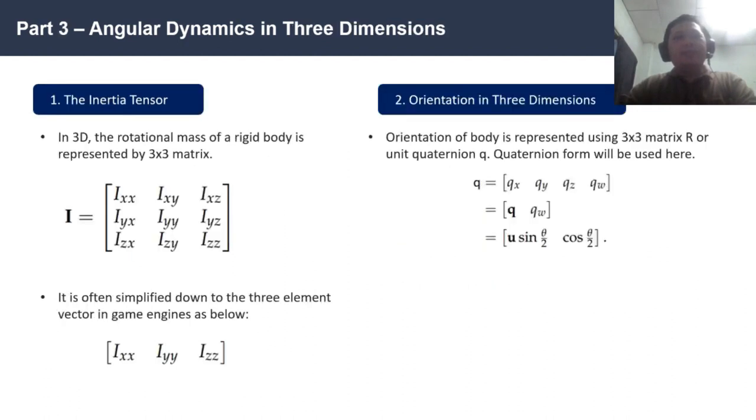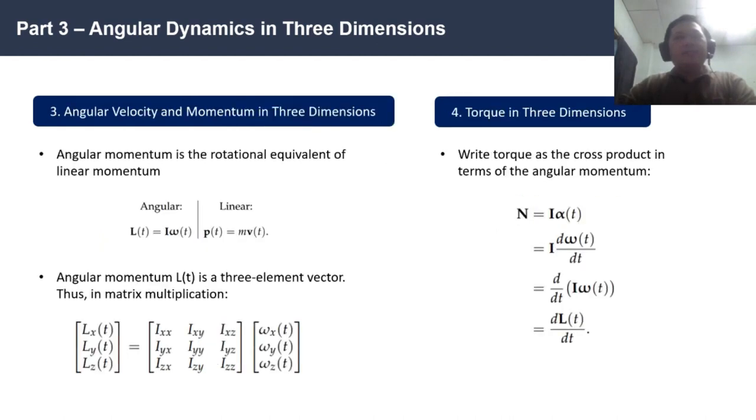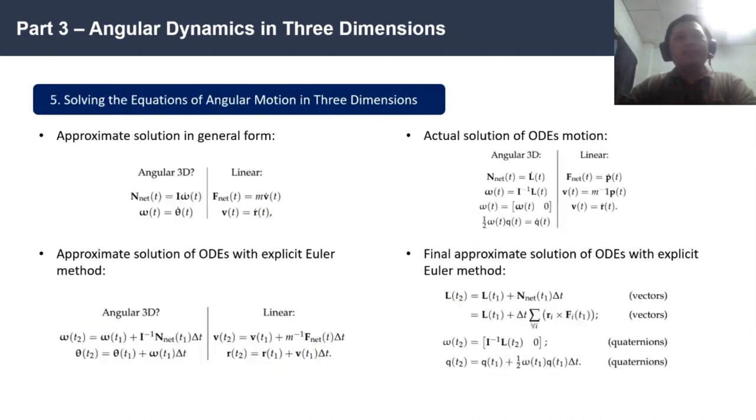In part 3, also the angular dynamics in 3D, we need to use the inertia tensor to calculate the motions, and also the orientation in 3D is using the matrix or quaternion unit. The angular velocity and momentum in 3D is given, the solution is given below, and the torque in 3D is more complicated than the 2D. So these are the equations that are used to solve the angular motion in 3D.